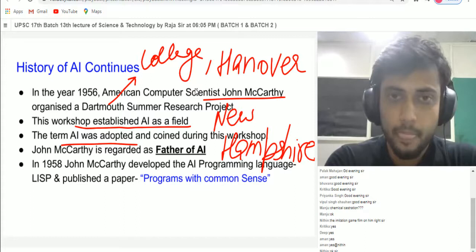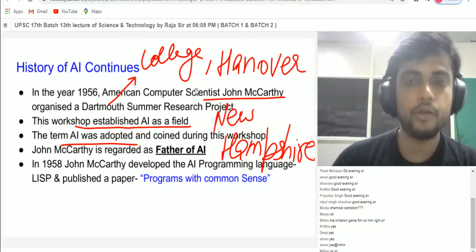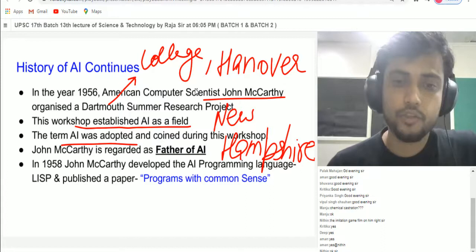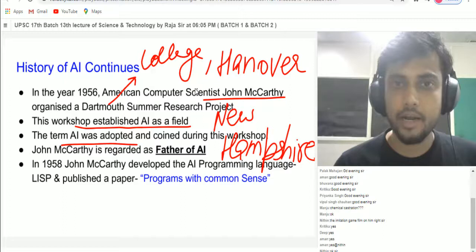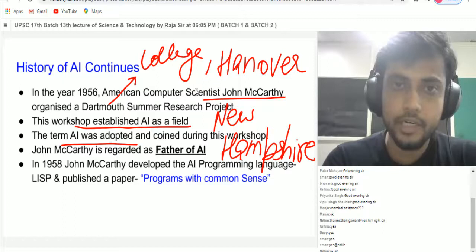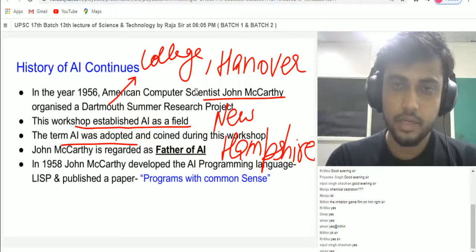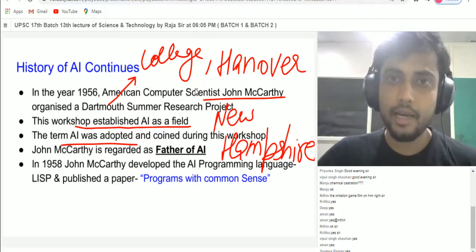Now if you encounter a question asking who is the father of artificial intelligence, and in the options you have John McCarthy and you have Alan Turing, and you have to choose only one, then you will choose John McCarthy. But if John McCarthy is not in the options, and Alan Turing is, then you will mark Alan Turing. Alan Turing is regarded as one of the fathers of artificial intelligence, and John McCarthy is regarded as the father of artificial intelligence because the coining of the term is attributed to John McCarthy. Is it clear to everyone? If in an MCQ you encounter both options, John McCarthy and Alan Turing, then you will choose John McCarthy.